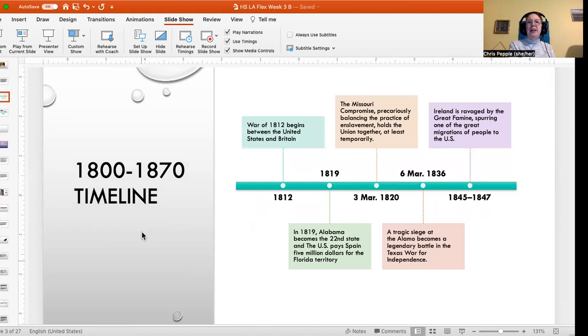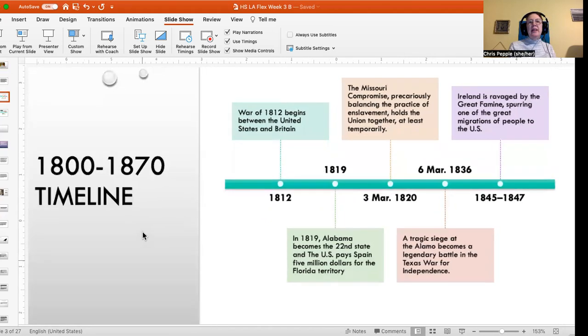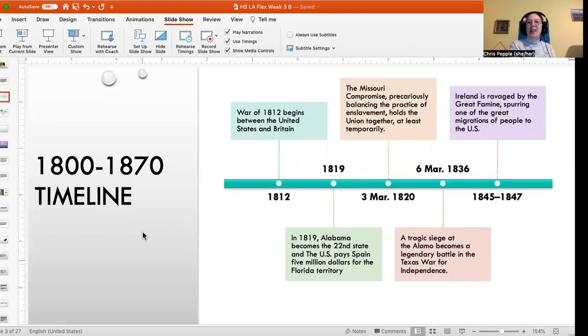Let's look at some other things that were going on. The War of 1812 begins, the United States and Britain. In 1819, again a time of growth, Alabama becomes the 22nd state, and the U.S. pays Spain $5 million for the Florida territory. So you can see by then we have 22 states, and we're still purchasing new territories to claim more and more land in the North American continent.